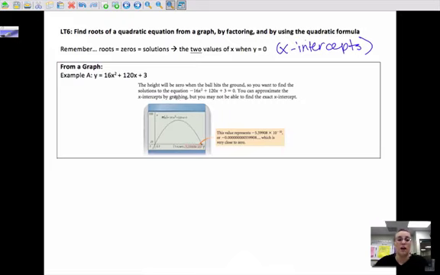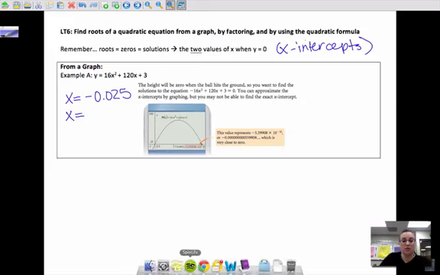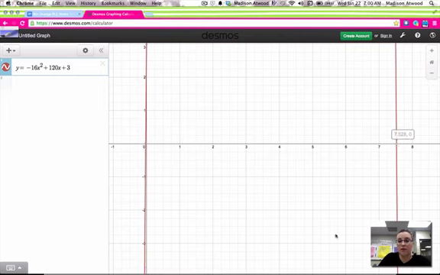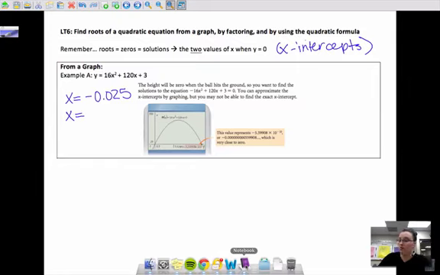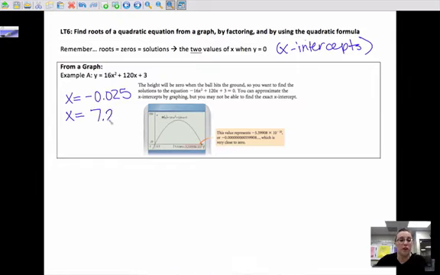Basically we can use Desmos to help us with this. I know this picture uses the Inspire, but I think the best program out there right now that we can use is Desmos. So our two solutions based on graphing that equation would be negative 0.025, and then I don't remember what my other one was now, of course. Positive 7.525. Graphing, unless we have whole number roots, is kind of about estimation.